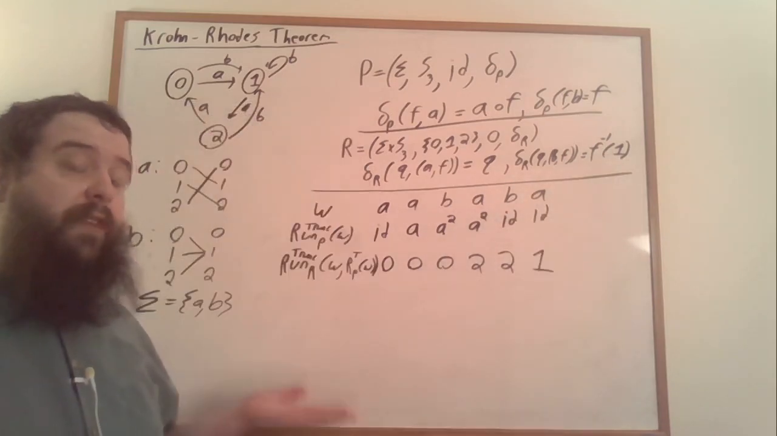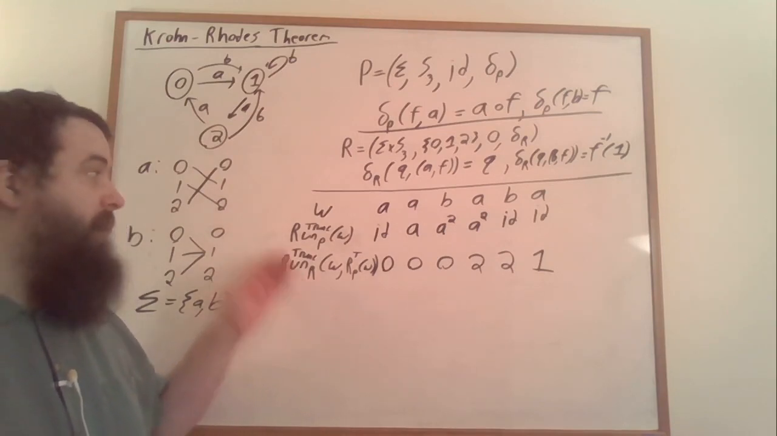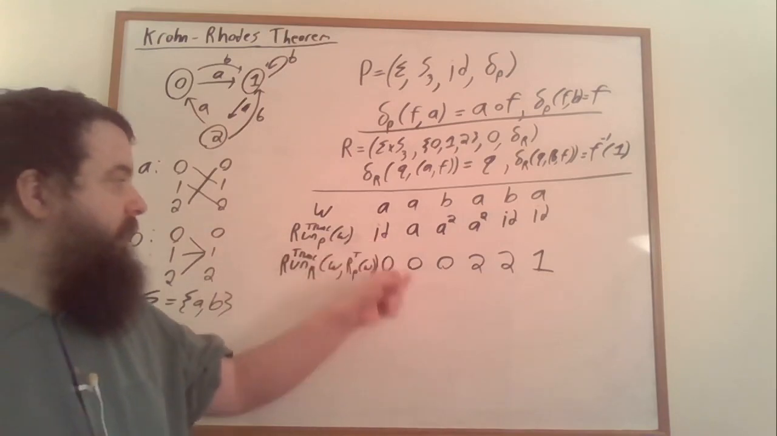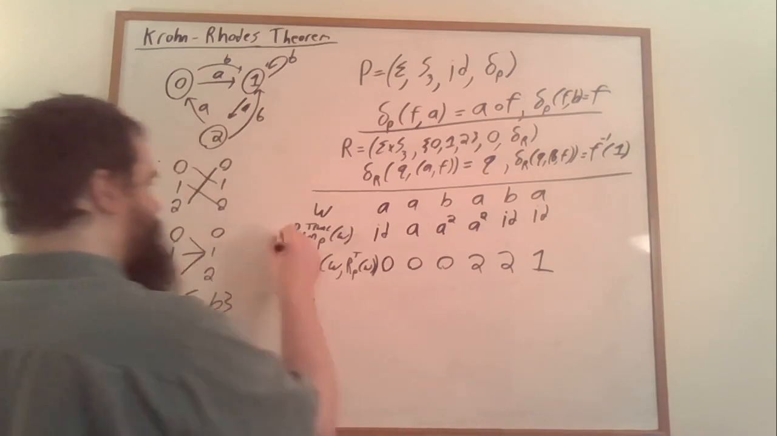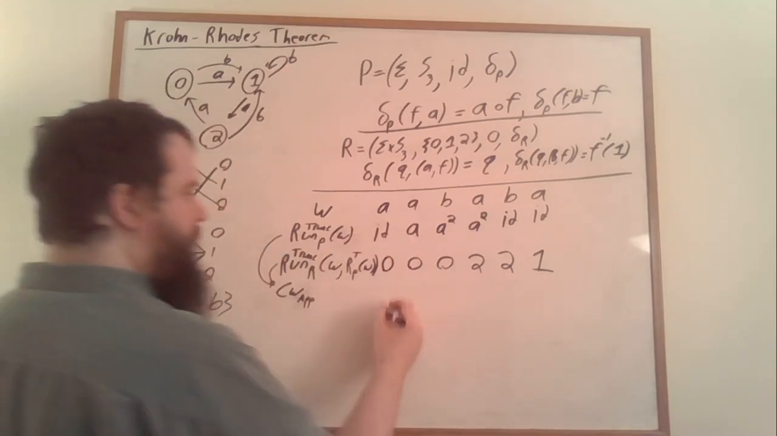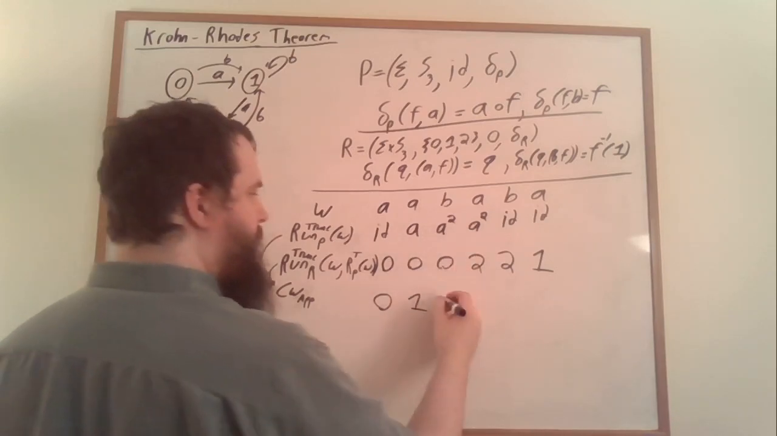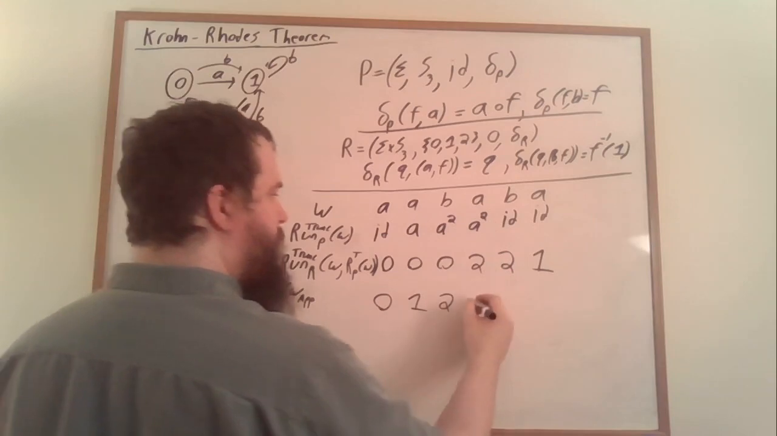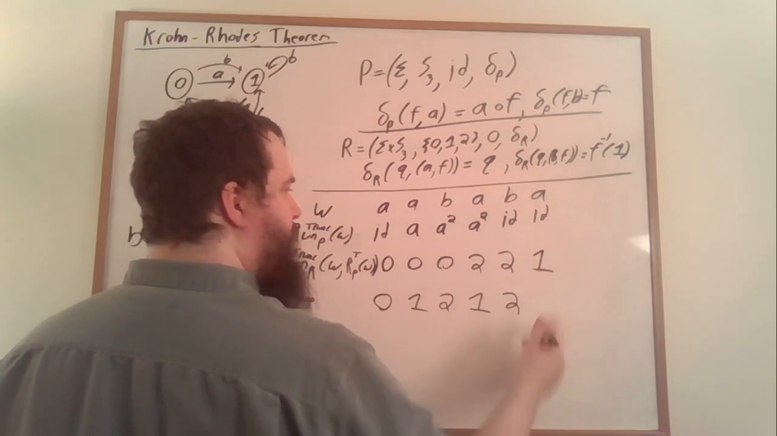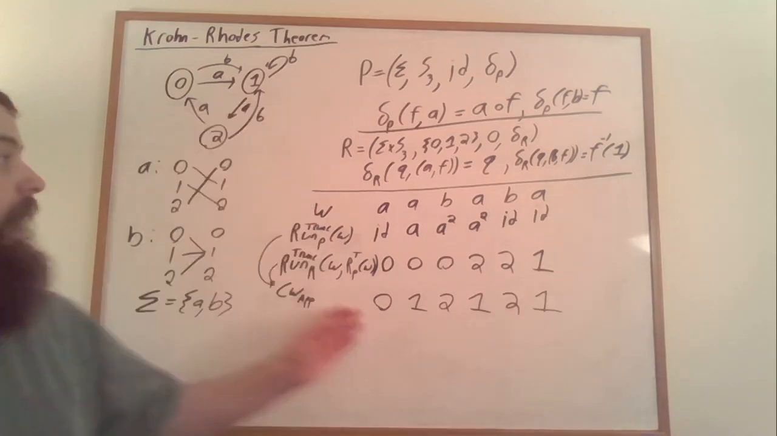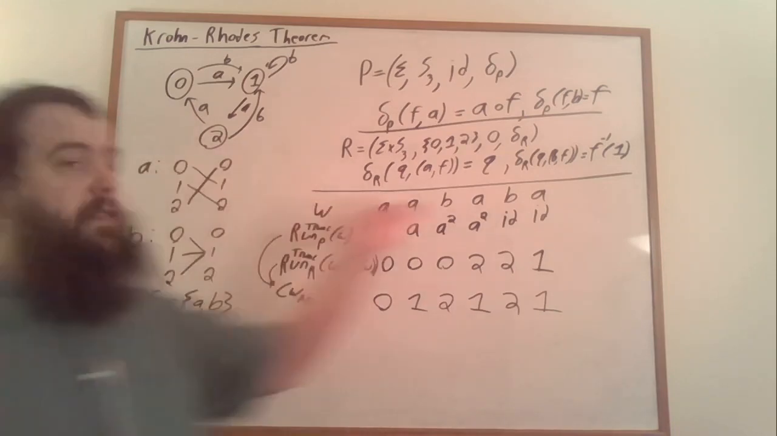And then finally, as I have alluded to, the way to put these pieces of information together is by simply applying this function here to the state here. So we apply the identity to 0, it's 0. We apply a to 0, that gives us 1. Apply a squared to 0, that gives us 2. A squared to 2, we said was 1. The identity to 2 is 2. And the identity to 1 is 1. And this here is just the run of our original automaton on this input here.